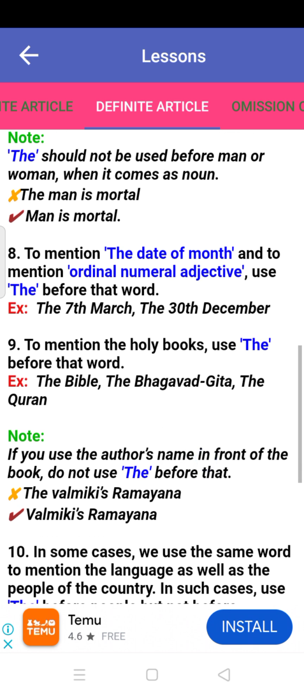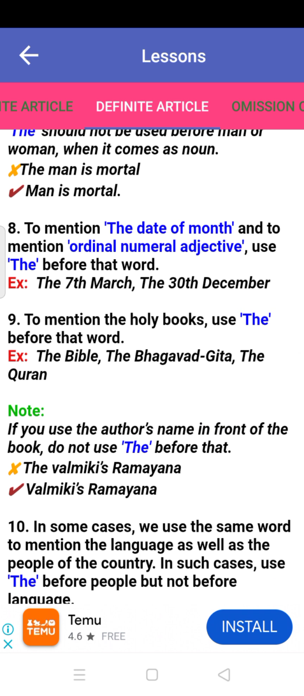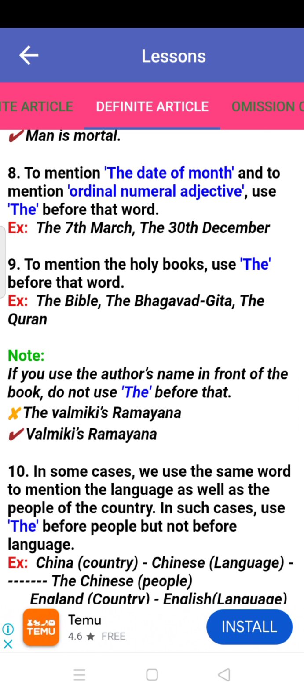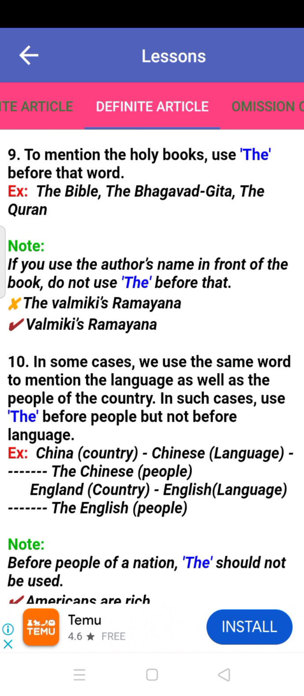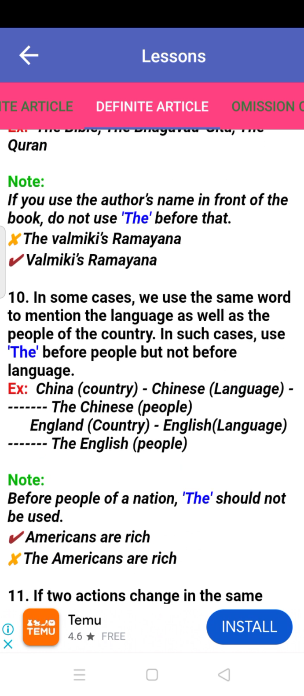And the eighth one is: to mention the date of a month, and to mention an ordinal numeral adjective, use the before that word. The examples: the 7th March, the 13th December. To mention the holy books, use the before that word: the Bible, the Bhagavad Gita, the Quran. Here's a note: if you use the author's name in front of the book, do not use the before that. So here are examples. Follow that example.